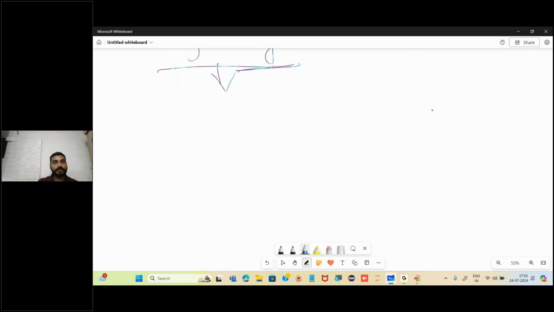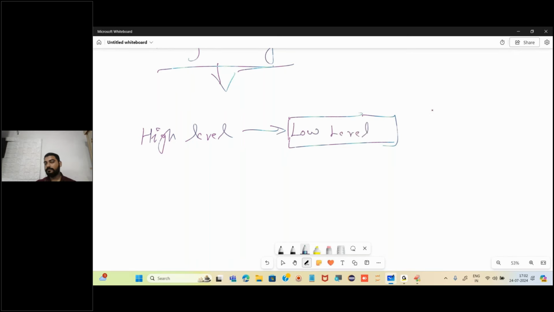So actually what the scenario is, we know high level. And this high level can be converted into machine understandable, or we can say low level. And who is going to convert this high level into low level, or what is this high level and low level? Everything I will explain you when it comes to features of Python.